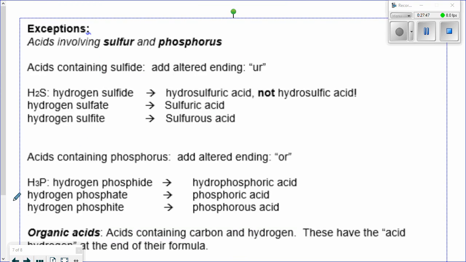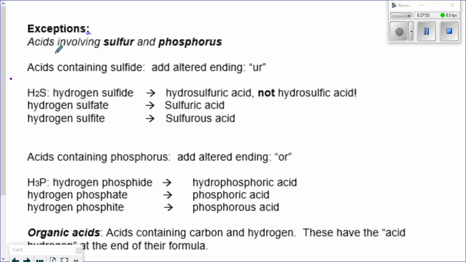So just a couple of exceptions come up with the naming. Some of the exceptions are acids that involve sulfur and phosphorus. Sometimes it sounds a little funky, so I'll show you in a second. Acids containing sulfide, again the S2 minus ion. For acids that contain that sulfur ion in solution, we add the altered ending UR. So H2S, hydrogen sulfide.